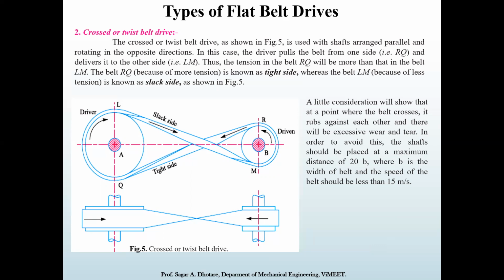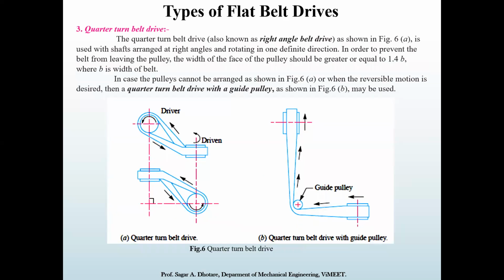Now we have to consider that at the point where the belt is crossed, it will rub against itself, and there will be excessive wear and tear. In order to avoid this, the shafts should be placed at a maximum distance of 20B, an empirical relation where B is the width of the belt, and the speed of the belt should be less than 15 meters per second. We need to take care that it does not exceed 15 meters per second, and the relation given over here should be maintained. Then the quarter turn belt drive, also known as the right angle belt drive, which is shown in figures A and B.